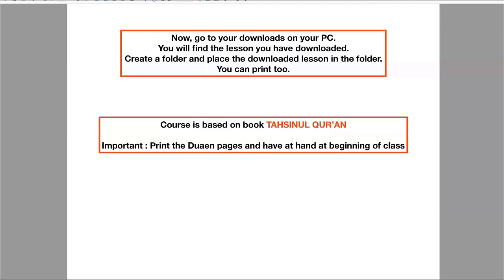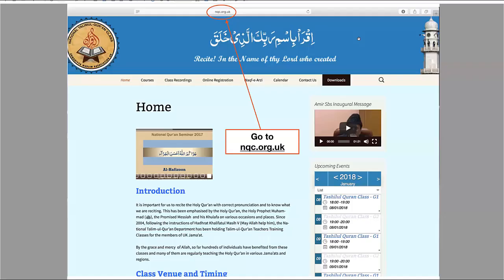Okay, so now we're going to move on to accessing class recordings. If you've got a pen and a piece of paper, this is quite an important one because you probably will want to revisit this class later on. So just take a note of how I'm taking you through the different steps. On the internet, just go to our website, nqc.org.uk. Once you're on our website, this is the home page. This is what you'll see.